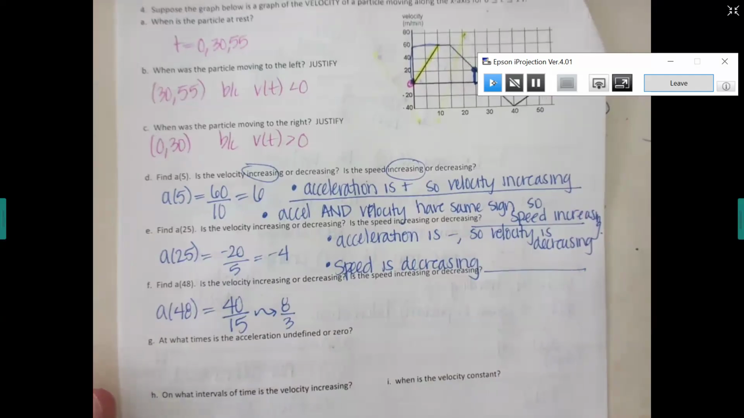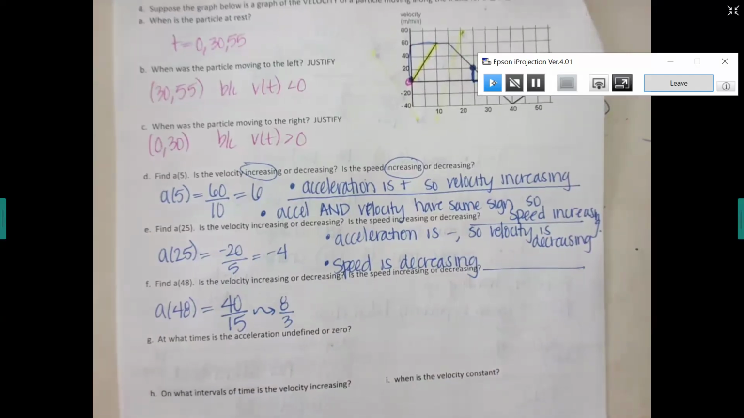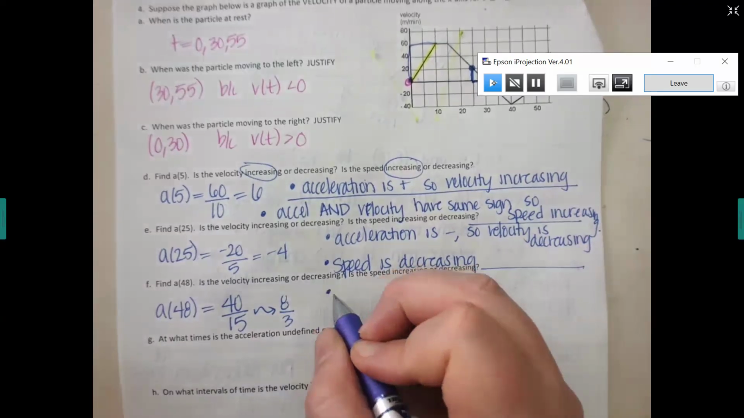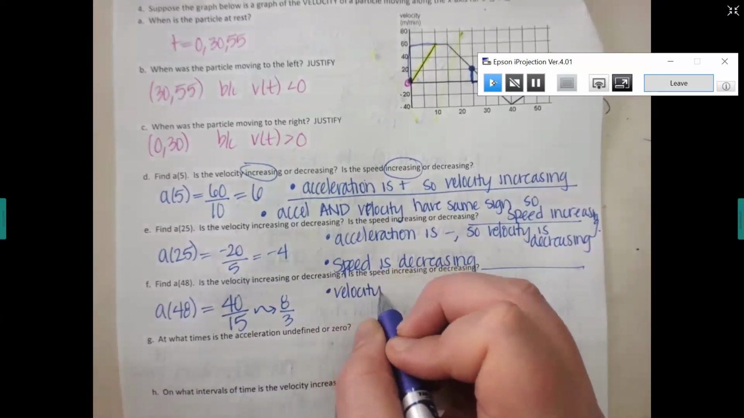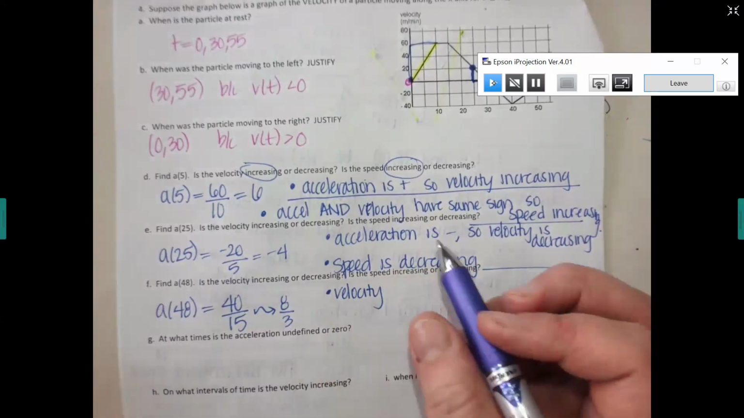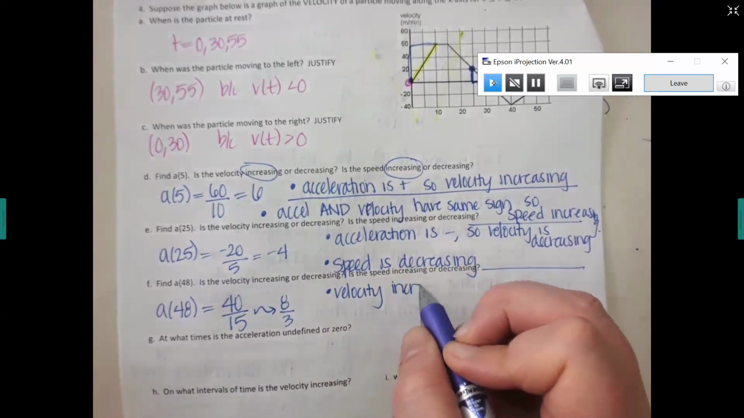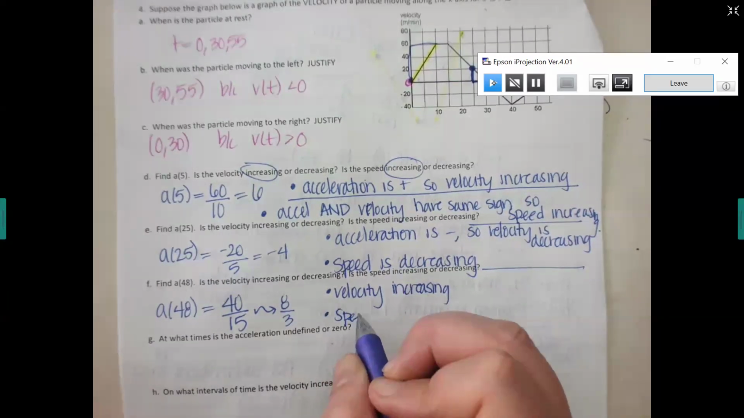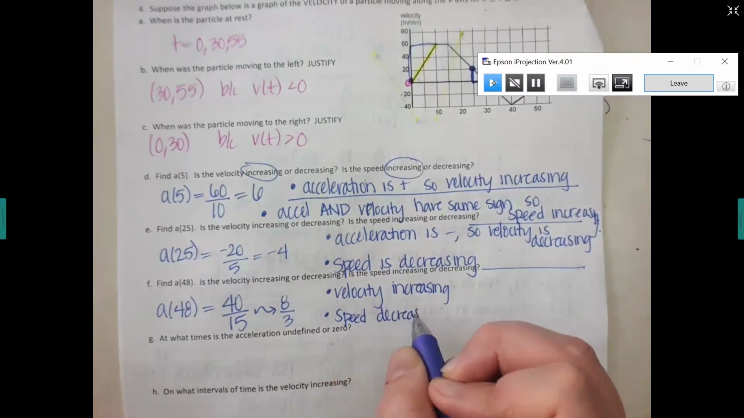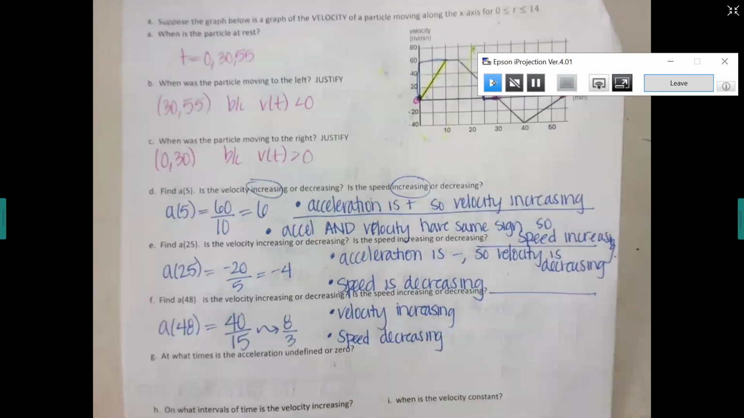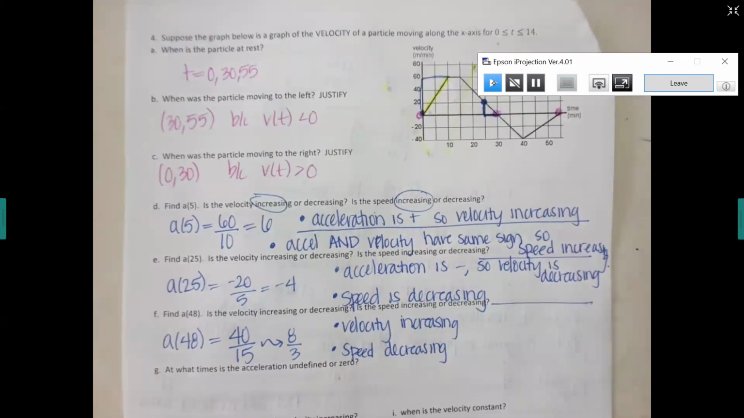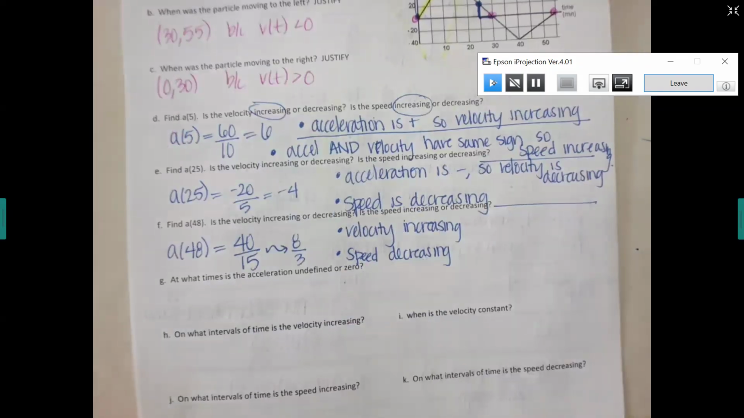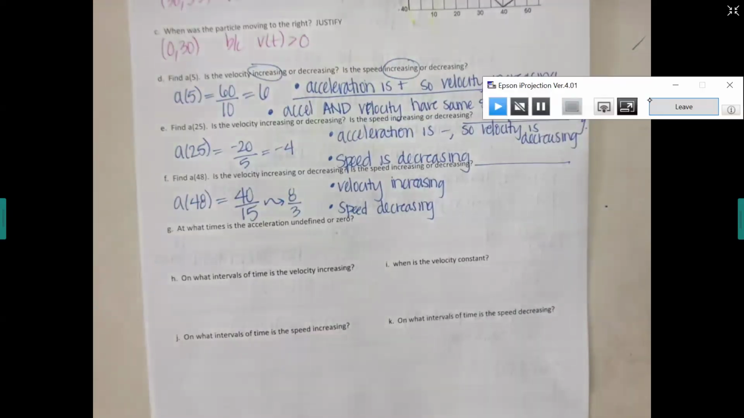Okay, then my acceleration was positive. So what is velocity doing, increasing or decreasing? Hold on, acceleration is positive, so what is velocity doing? Increasing, but what is speed doing? Speed is decreasing, because the y value is negative, but the slope is positive. Does that make sense? So A of 48, that's the acceleration.